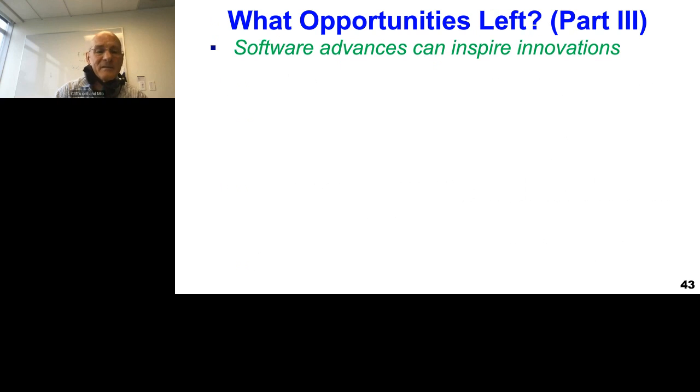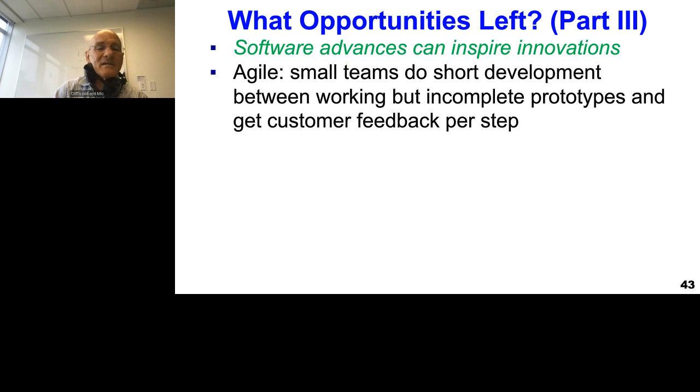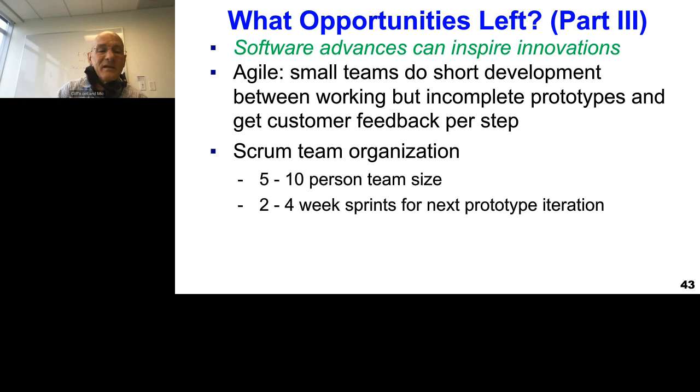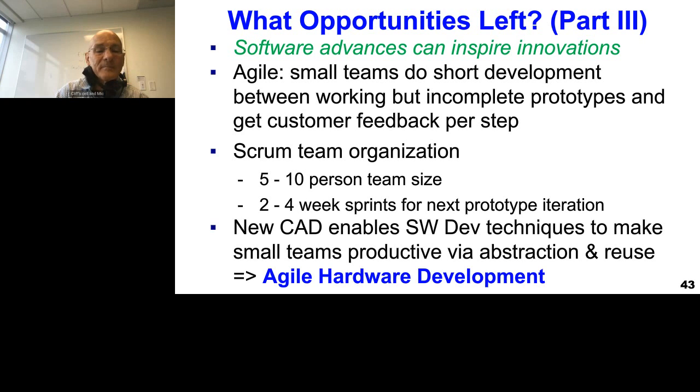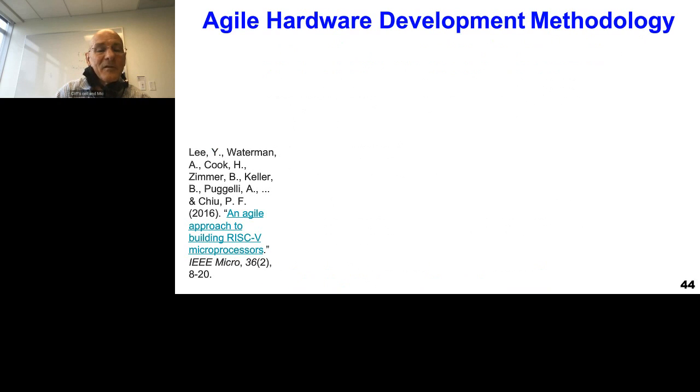The final thing is that software can inspire advances: the agile development method, where you work in small teams and do short development cycles to get a prototype before you go on to the next step. We've been using that in designing hardware. The so-called Scrum team organization keeps these teams small, and they do small sprints before you iterate. And the new CAD software is allowing us to do that, and we're doing what's called agile hardware development.